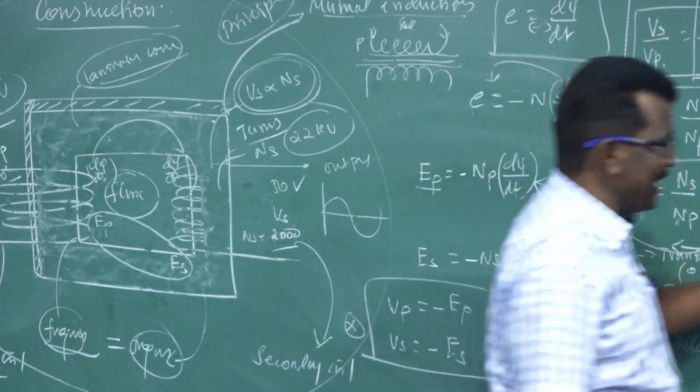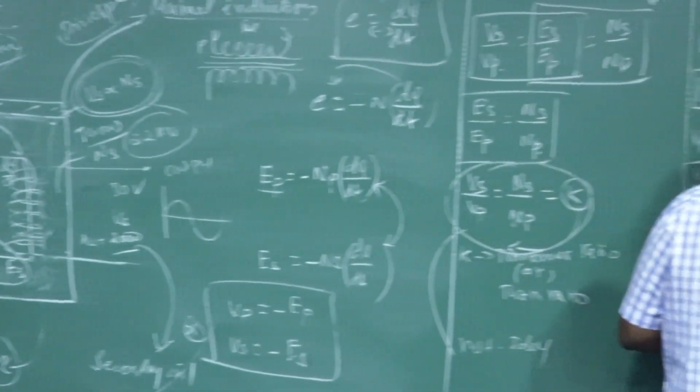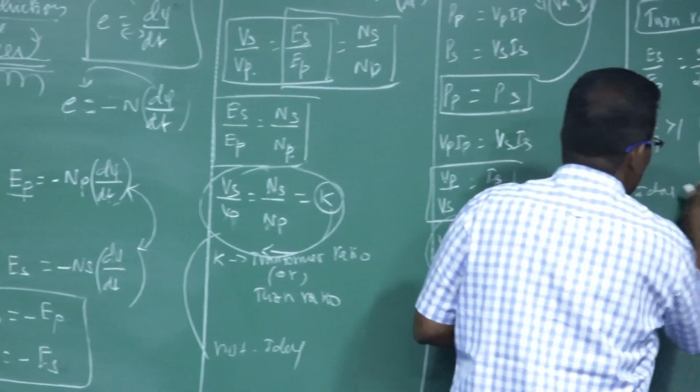In the case of an ideal transformer, K is always equal to 1.